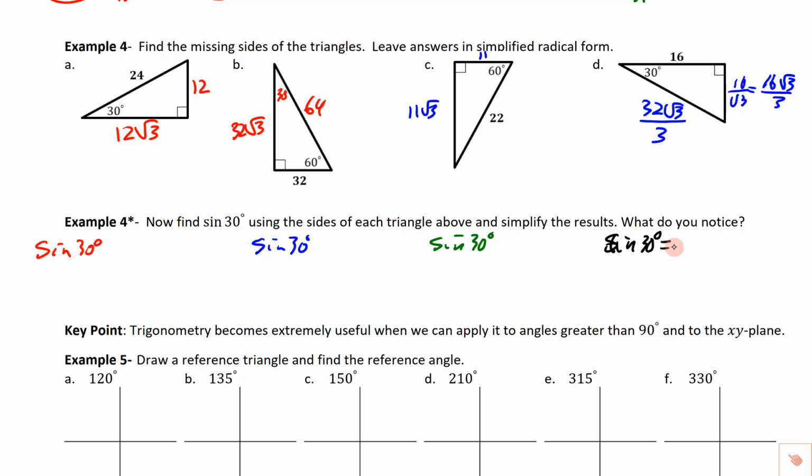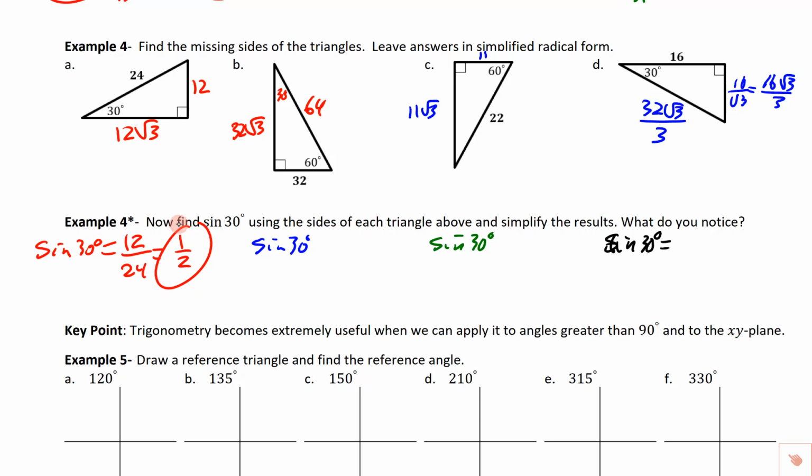We good there? Okay, now, I'm not going to do every one of these, but I want you to take a look. Let's just randomly pick some. I'm going to do the first one, okay? So the first one, the sine of 30 degrees would be 12 over hypotenuse 24, so we get 1/2, correct?